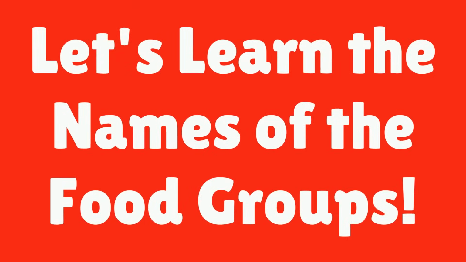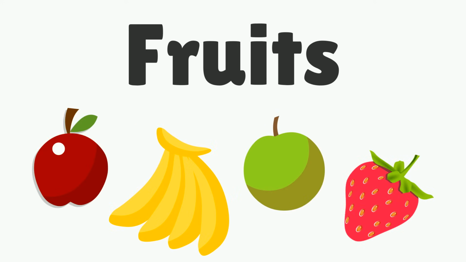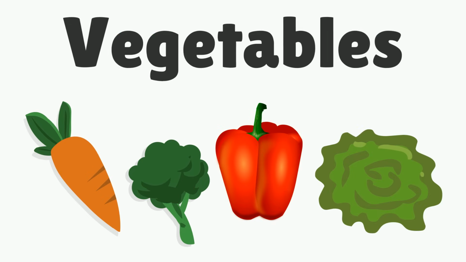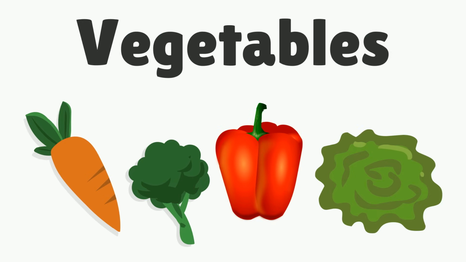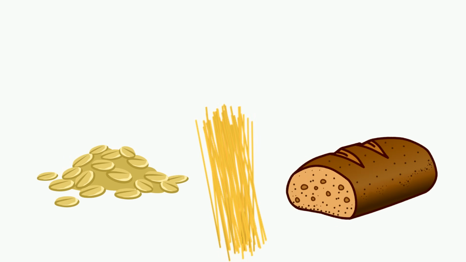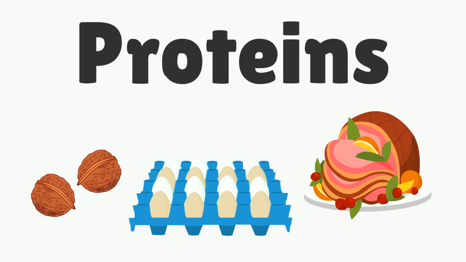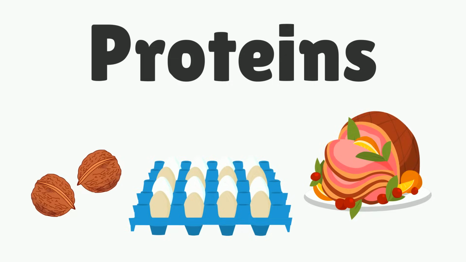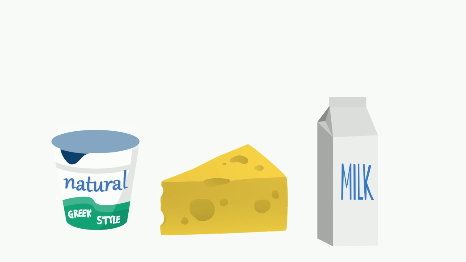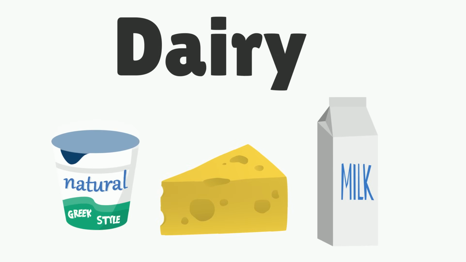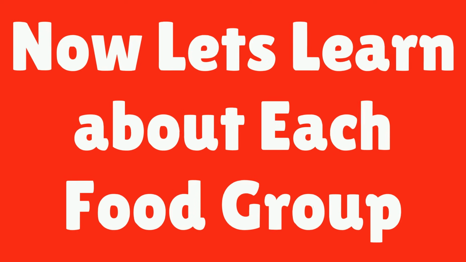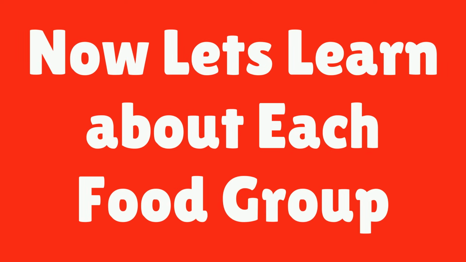Let's learn the names of the food groups. Fruits. Vegetables. Grains. Proteins. Dairy.